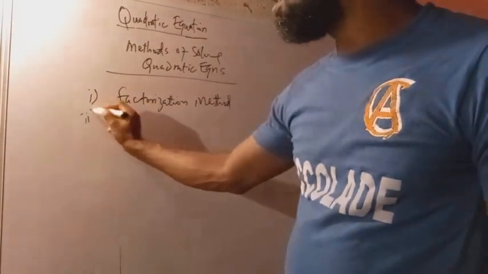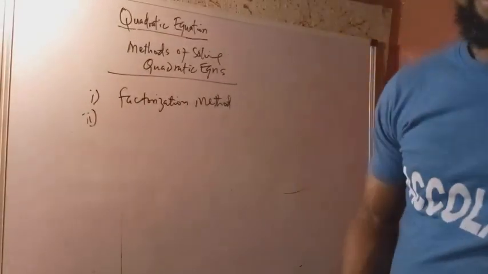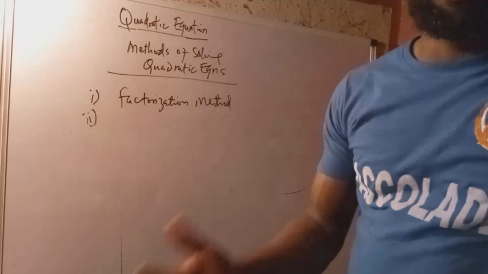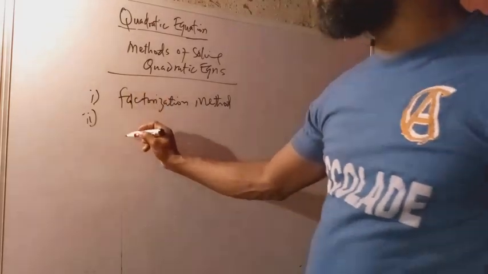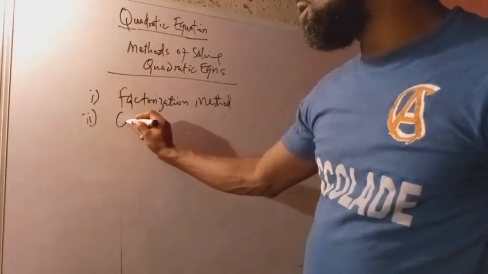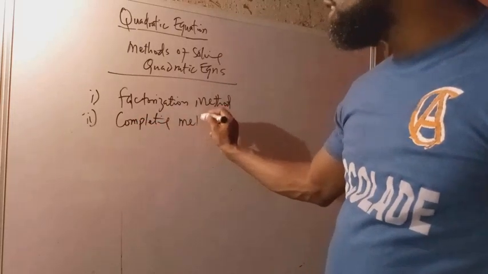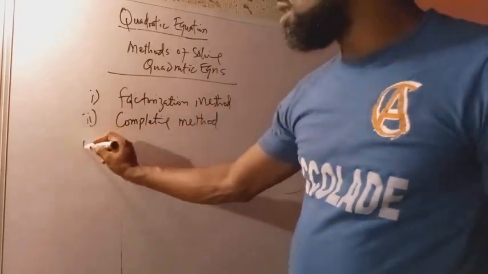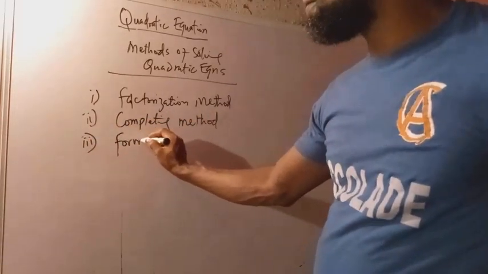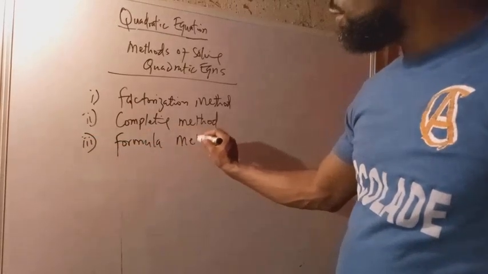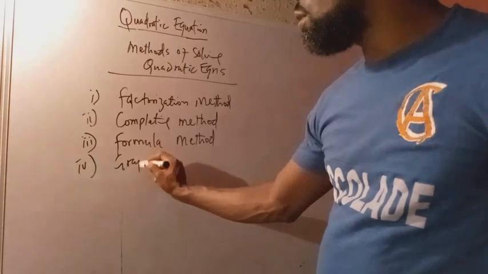A lot of people see the factorization method as the cheapest method. Meanwhile, all the other methods are easy. Then after the factorization method, we have what we call the completing the square method. I think I'll go with this one next. Completing the square method. And then we have the formula method. And then we have the graphical method.